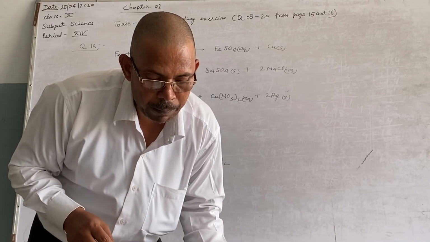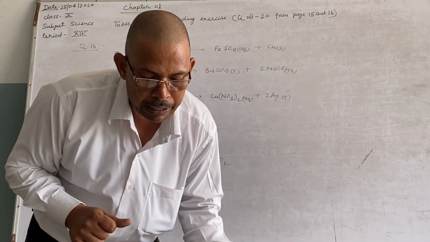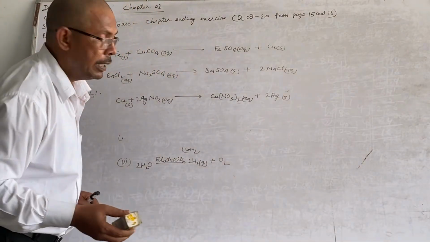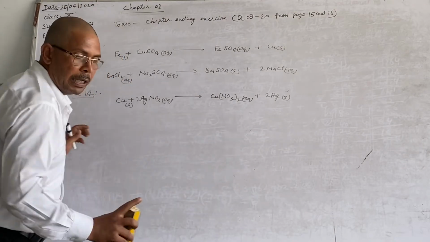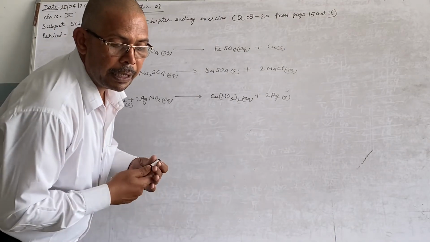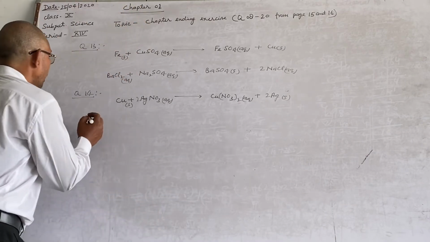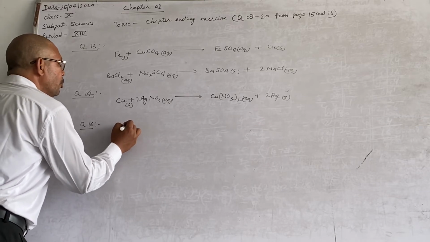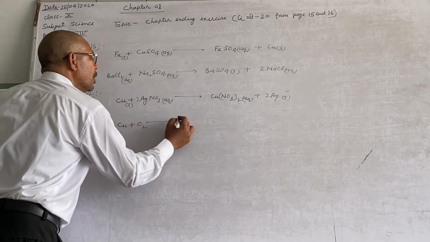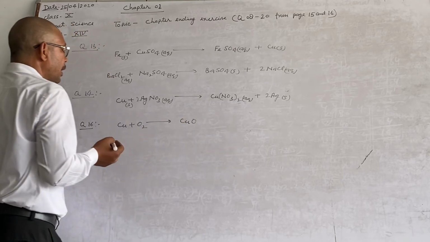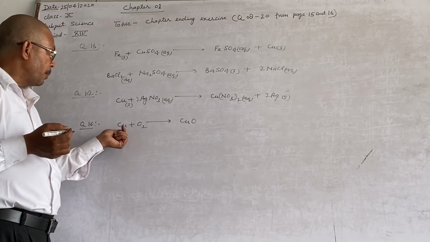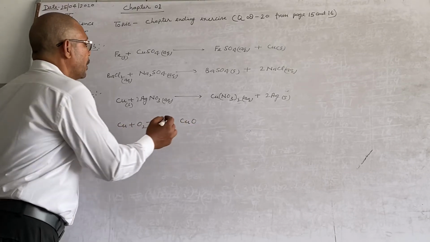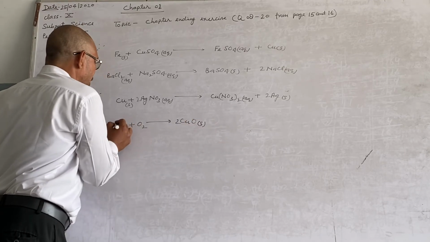Explain the following in terms of gain or loss of oxygen with two examples each: oxidation and reduction. Gain or loss of oxygen in case of an oxidation reaction. Question number 16. That is Cu plus O2 gives CuO. Here gain of oxygen takes place. Oxygen gets combined with copper metal to produce copper oxide. So this is an example of an oxidation reaction.